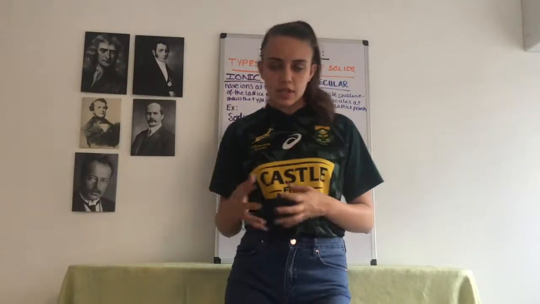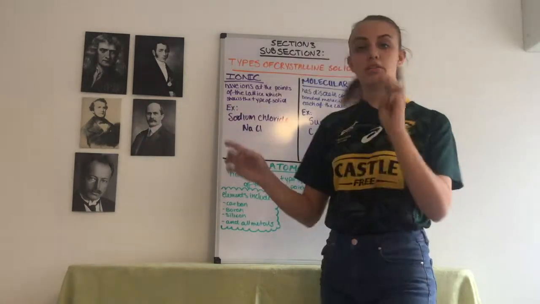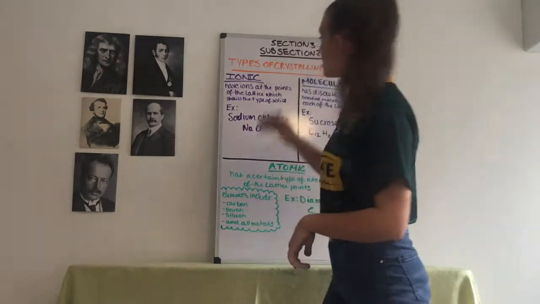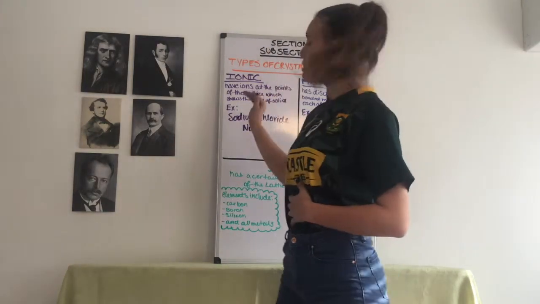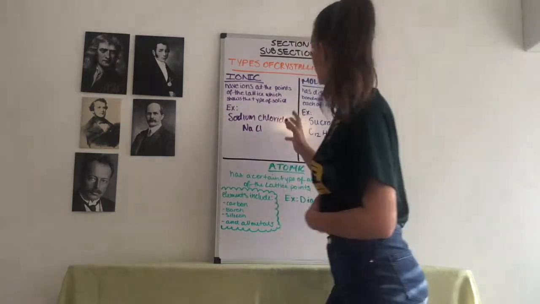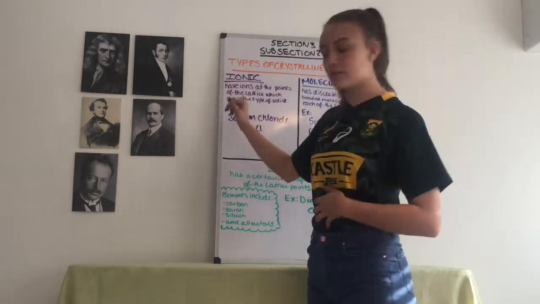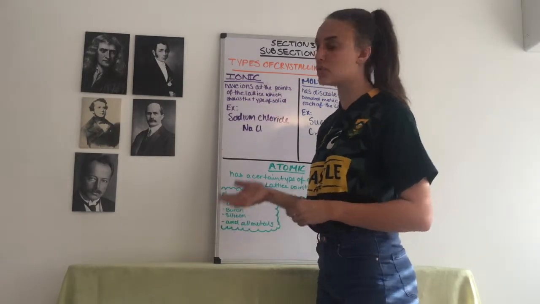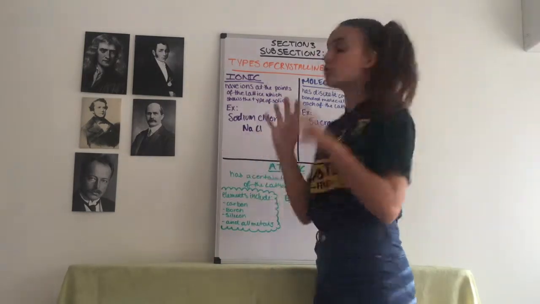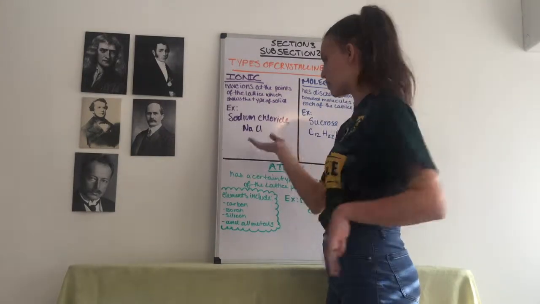So the second subsection that we're going to go over is the types of crystalline solids. There are 3: ionic, molecular, and atomic. The key thing to remember for ionic crystalline solids is that they have ions at the endpoints of the lattice, which shows the type of solid it is. An example that forms crystals would be sodium chloride, so NaCl.